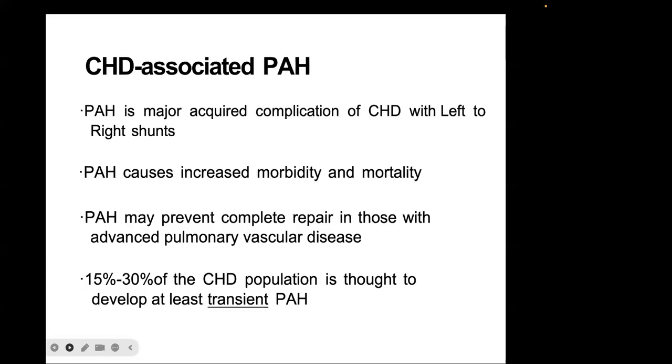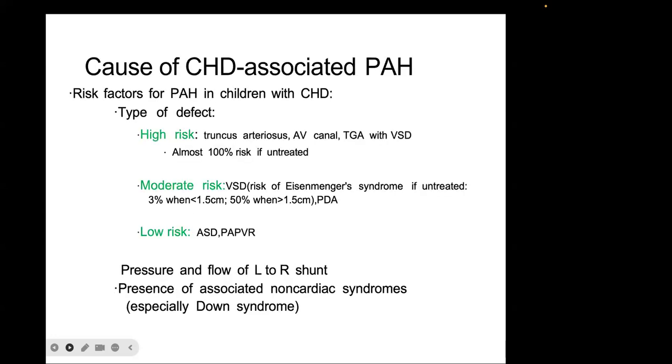Congenital heart disease associated with pulmonary artery hypertension. Pulmonary artery hypertension is a major acquired complication of congenital heart disease with left to right shunt. PH causes increased morbidity and mortality. PH may prevent complete repair in those with advanced pulmonary vascular disease. 15 to 30% of the congenital heart disease population is thought to develop at least transient pulmonary artery hypertension.